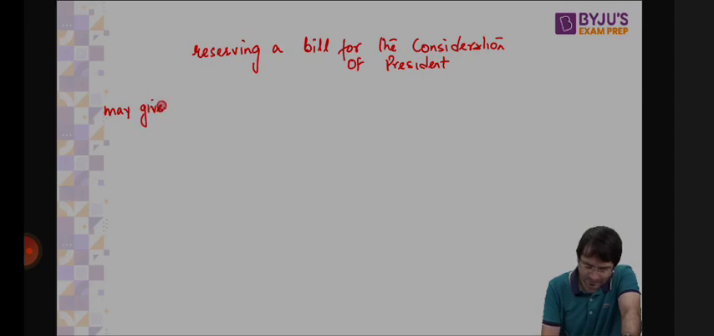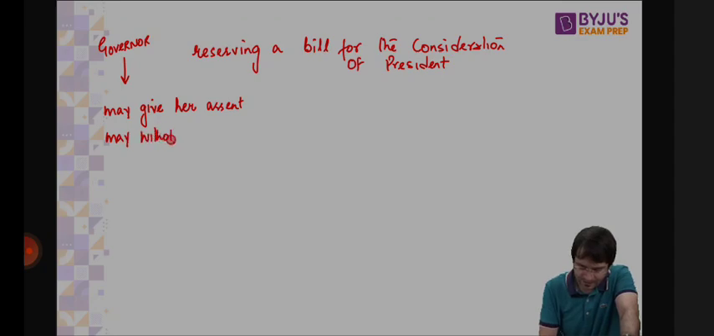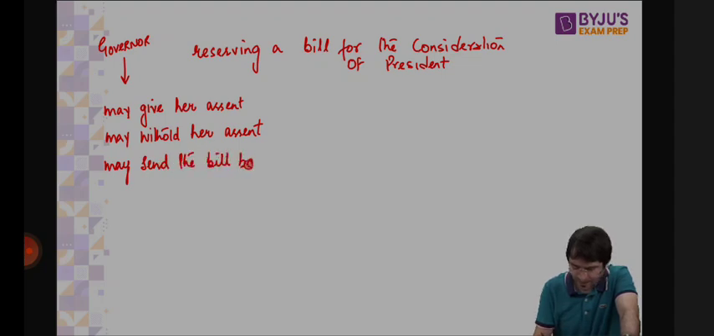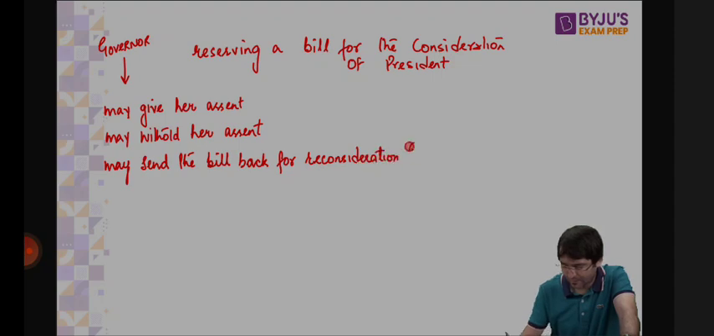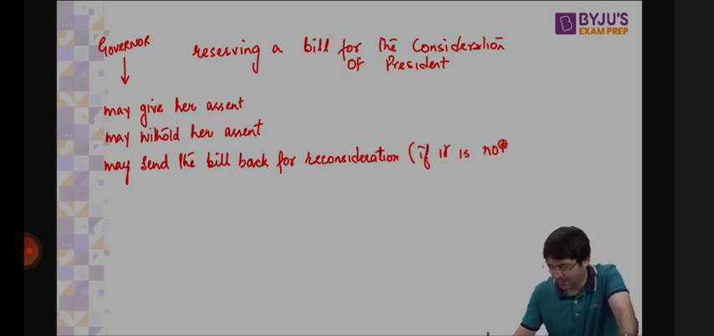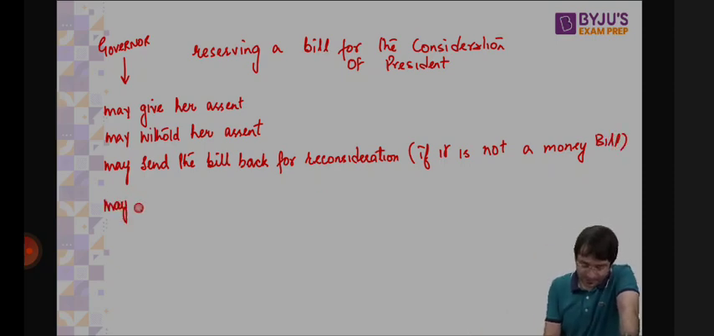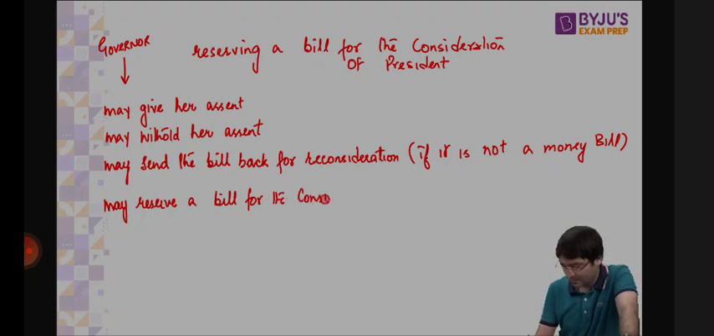That means the governor may give her assent. The governor may withhold her assent. The governor may send the bill back for reconsideration, if it is not a money bill, because a money bill cannot be sent back. Or the governor has another option. The governor may reserve a bill for the consideration of the president.